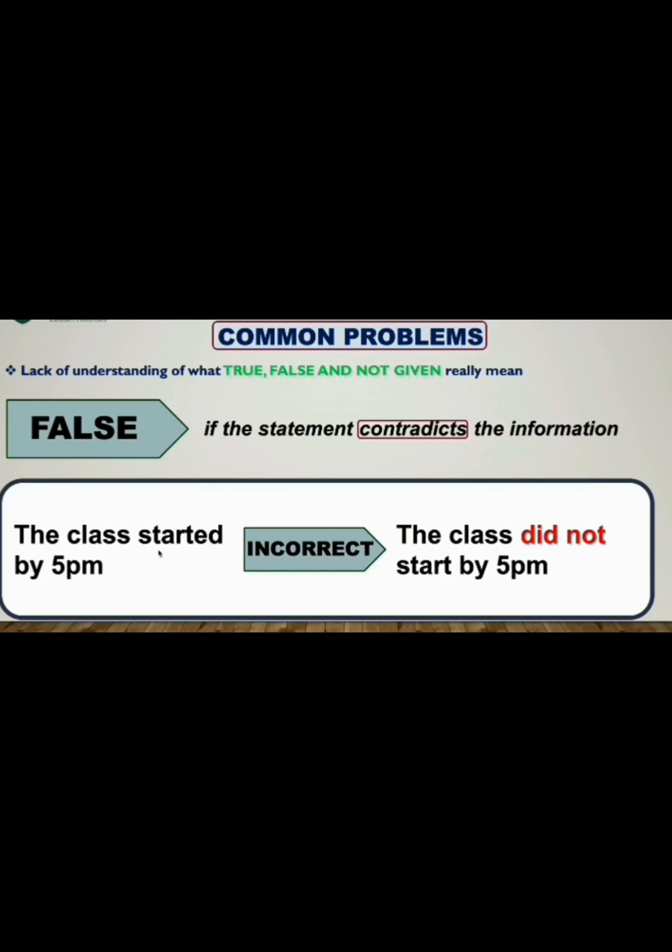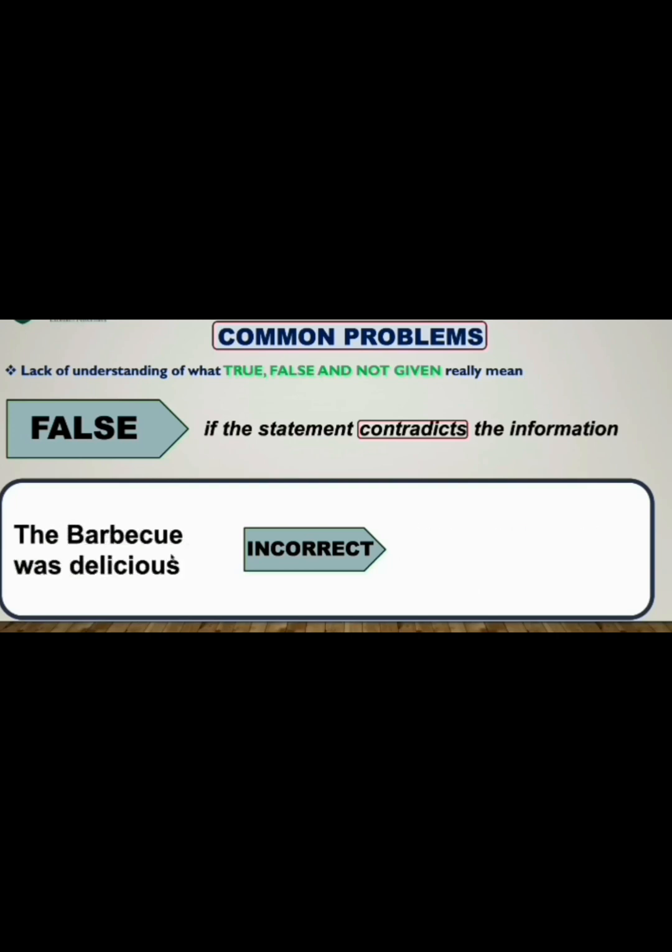Do you see that? So someone tells you, we started the class by 5 p.m. But when you looked at the CCTV footage of the class, you saw that it actually started by 4:30 p.m. So the person probably came late. So it means that the statement is incorrect. Let's take a look at another statement. The barbecue was delicious. Now, how can this statement be incorrect? If the barbecue was not delicious. So putting not in front of the verb is what will give you the incorrect aspect of the statement.